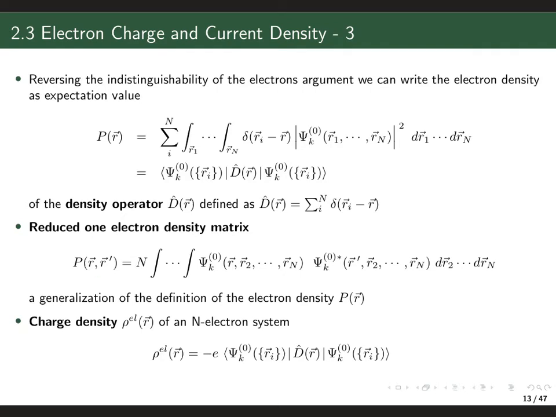Another quantity which we will use later on is the charge density coming from an n-electron system. And this is of course nothing else than the electron density, which is here calculated as this expectation value of our newly defined density operator, multiplied with the charge of the electrons, which is minus the elementary charge.